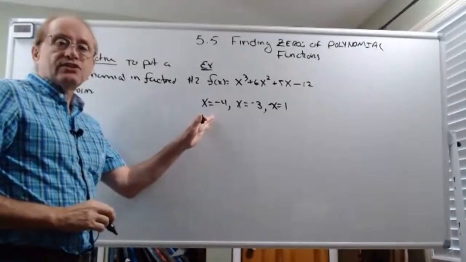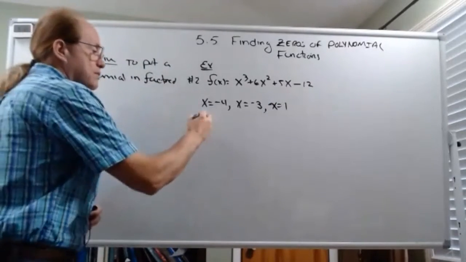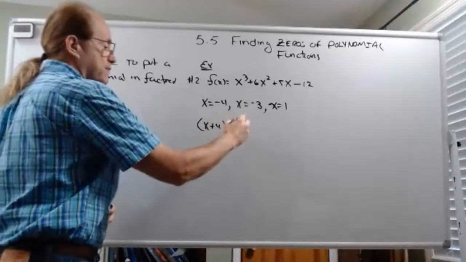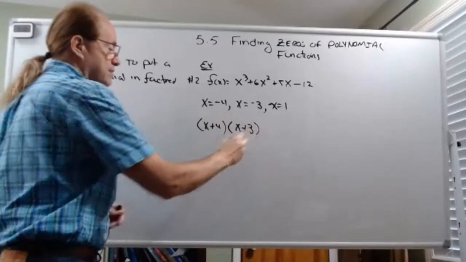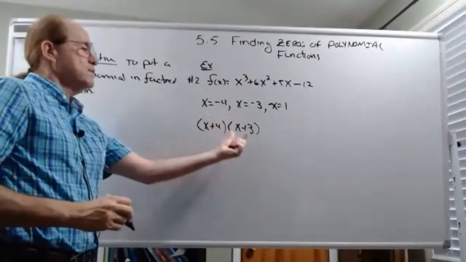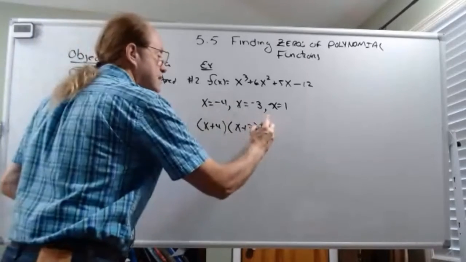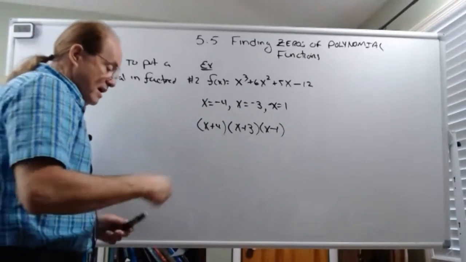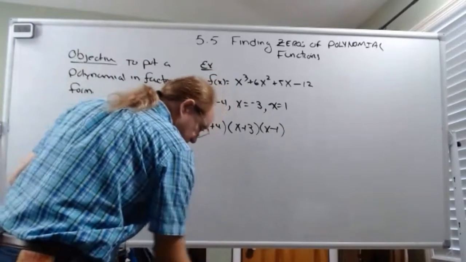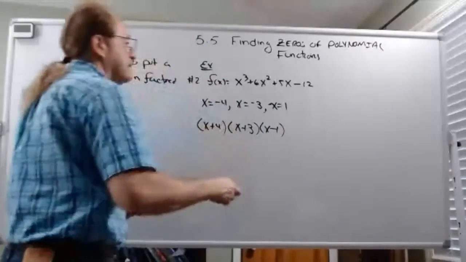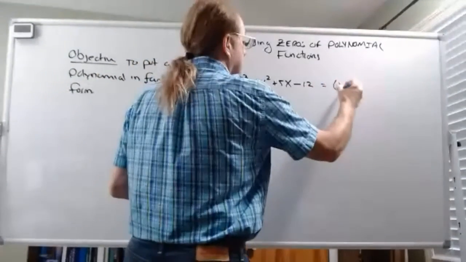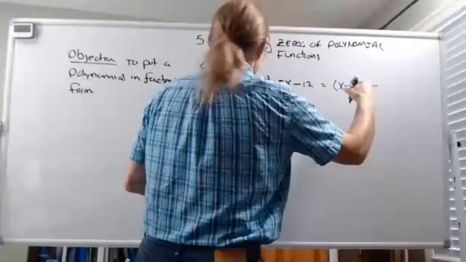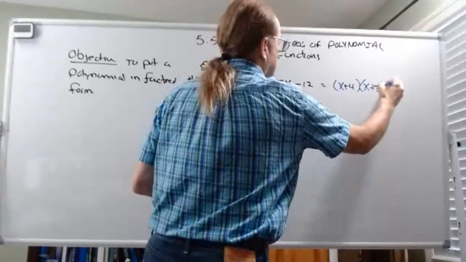That means each of these is associated with a binomial factor. This is associated with the factor x plus 4. This is associated with the factor x plus 3, because if I set it equal to 0, I get -3, and this is x minus 1. So in this one, I could have gone right away to rewriting this in its factored form as x plus 4 times x plus 3 times x minus 1.